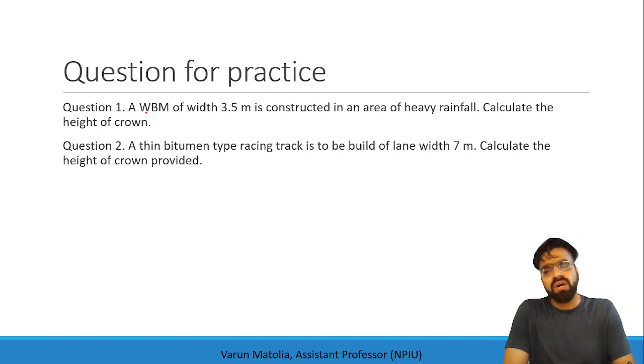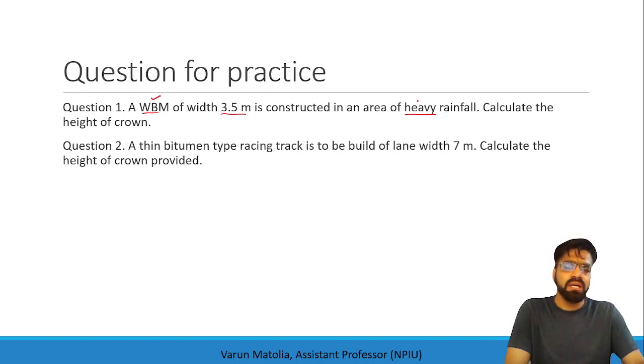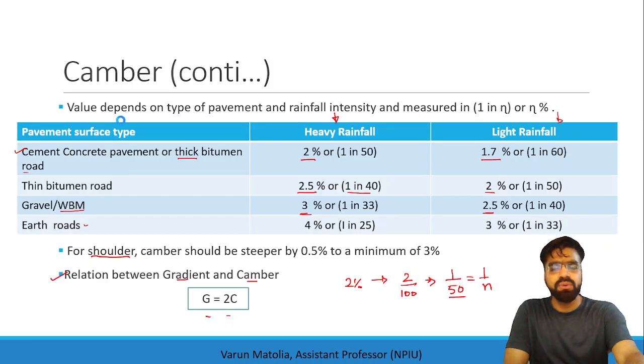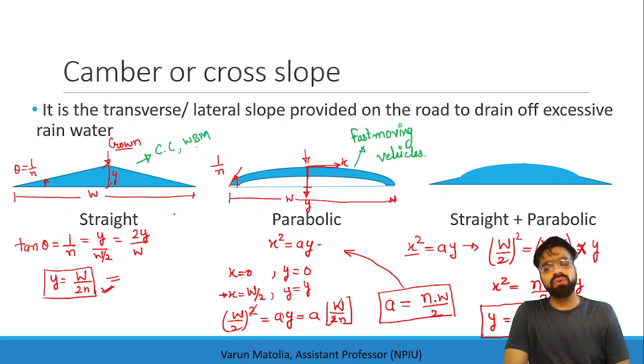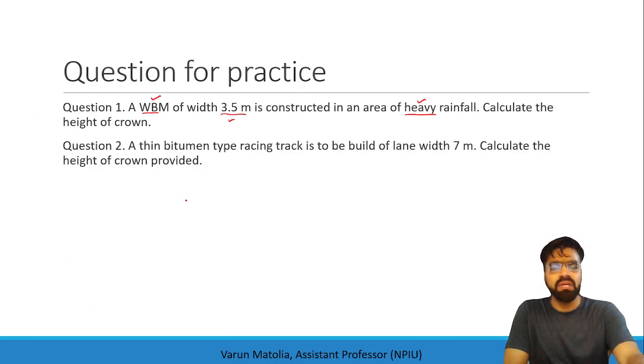So a waterbound macadam having a width of 3.5 meter is constructed in an area of heavy rainfall. We have the pavement type, we have the rainfall type, and we have the width of pavement. What they're asking about is the height of crown. So we know that the height of crown for a straight line camber can be calculated using this formula, y equals w by 2n. So you can directly put the value here.